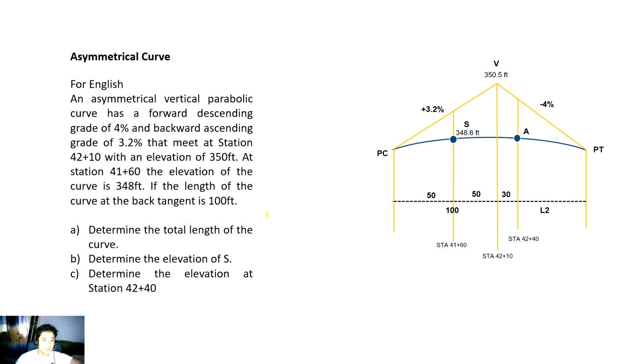Next, for another problem sa asymmetrical curve. An asymmetrical vertical parabolic curve has a forward descending grade of 4% and backward ascending grade of 3.2% that meet at station 42 plus 10 with an elevation of 350 feet. At station 41 plus 60, the elevation of the curve is 348 feet. If the length of the curve at the back tangent is 100 feet, determine the total length of the curve, determine the elevation of S, and determine the elevation at station 42 plus 40.